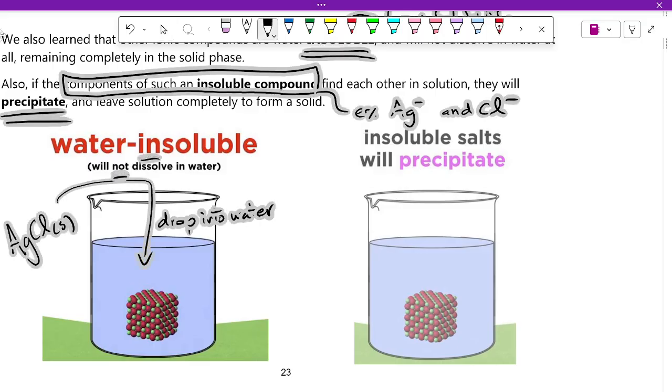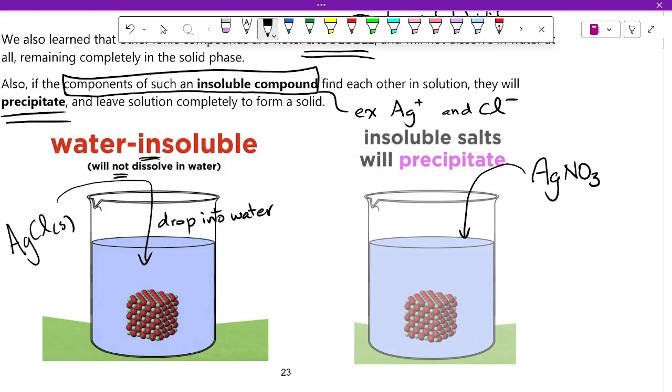AgNO3. So I could take some AgNO3 and I could put it in. Now how could I get my chloride in there? NaCl. Okay, and I put those in, and what I get then is my Ag+ and my Cl-, and those come together and they do what? What do we call that process? Precipitation. They precipitate.